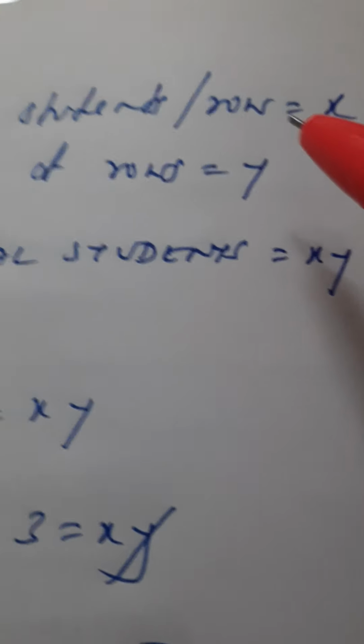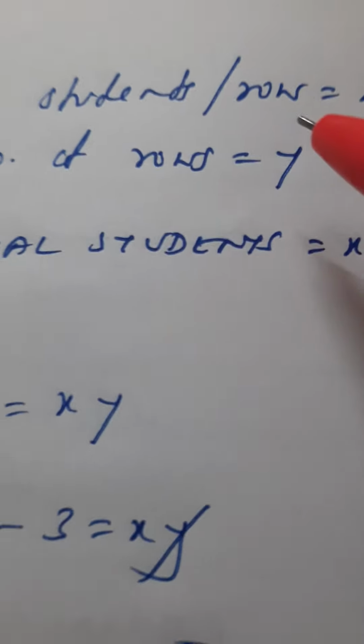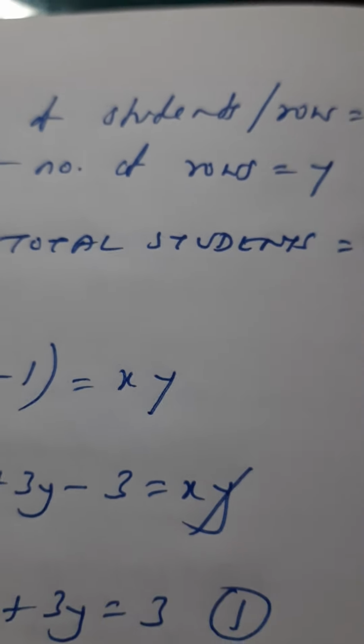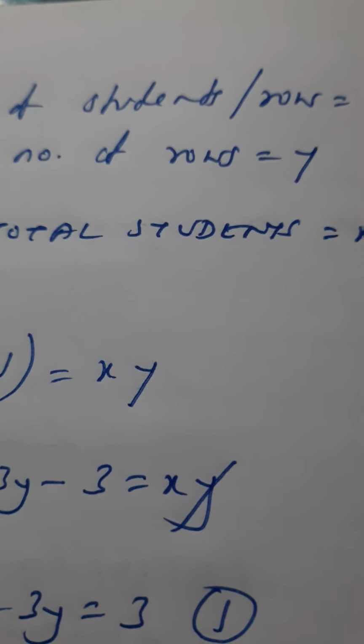Let the number of students in one row be x. Now in our classes we also have rows, no? So in one row, if 10 students are sitting, and if there are 4 rows, the total number of students in the class will be 40, right?